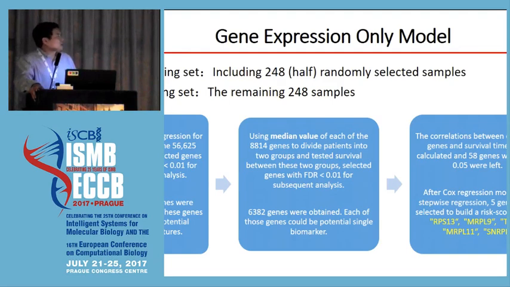Last, we run the correlation between the candidate genes and the survival time, and we eventually get 48 genes with FDR less than 0.5. After the Cox regression modeling and stepwise regression, we eventually get 5 genes, which we use to build the risk score model.